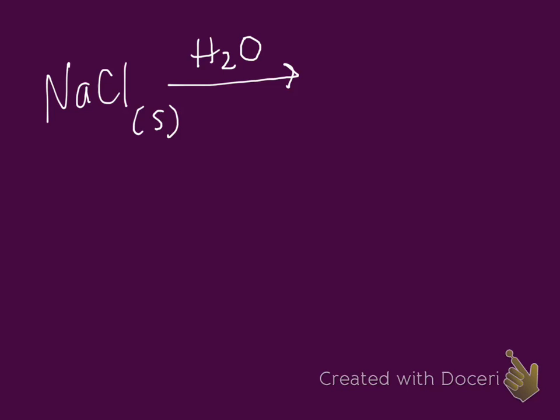So far, what this shows is that we have solid sodium chloride, and the H2O over the arrow means it is dissociating in water. So what we're going to draw next are the ions that it breaks up into. What we have to do is we have to list their state. What state are these sodium and chloride ions in? They're in an aqueous solution, so they get an AQ.